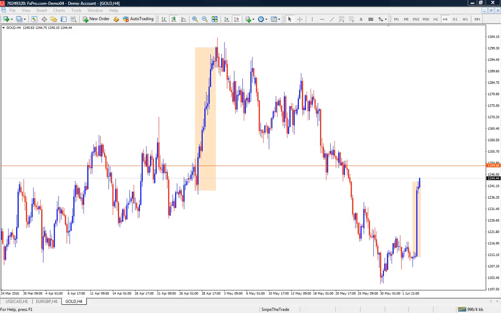So I needed you to understand what liquidity looks like and what liquidity is in the Forex market, because we are going to use it to locate supply and demand zones, which we are going to learn to trade from.